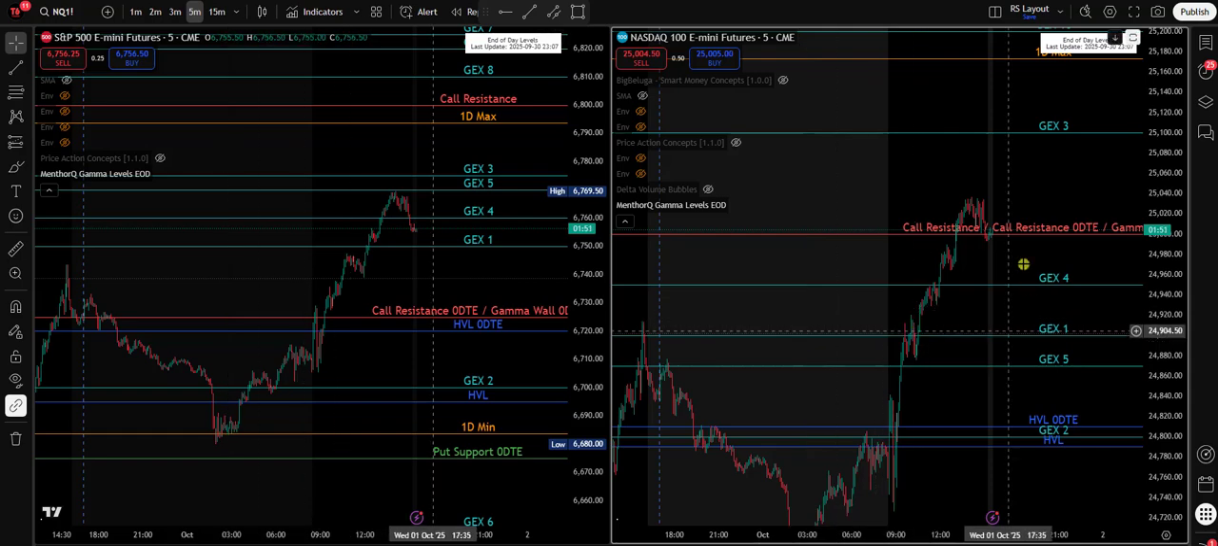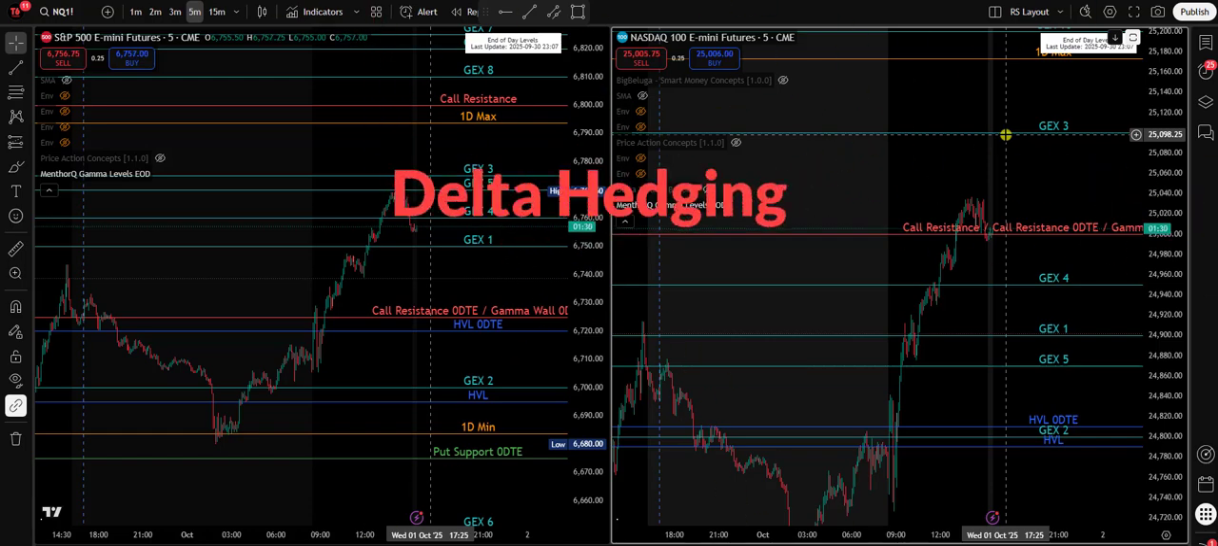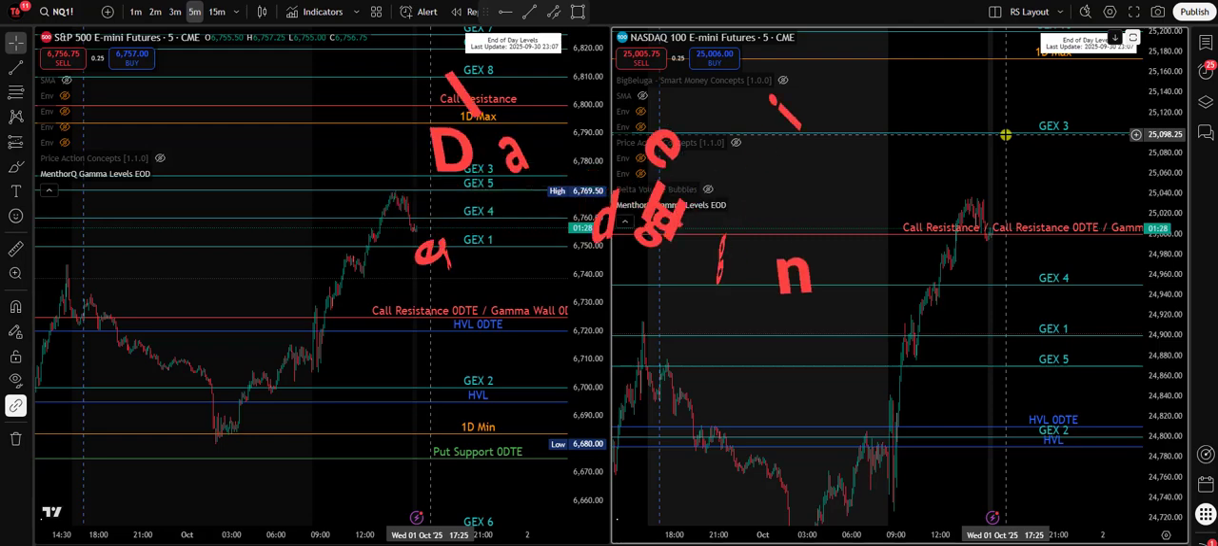These gamma levels are levels where the options have large amounts of open interest. And why that is important is because the market makers have to do something called delta hedging. Once they hedge their options positions, they have to buy the underlying. So that increases the price of the stock.